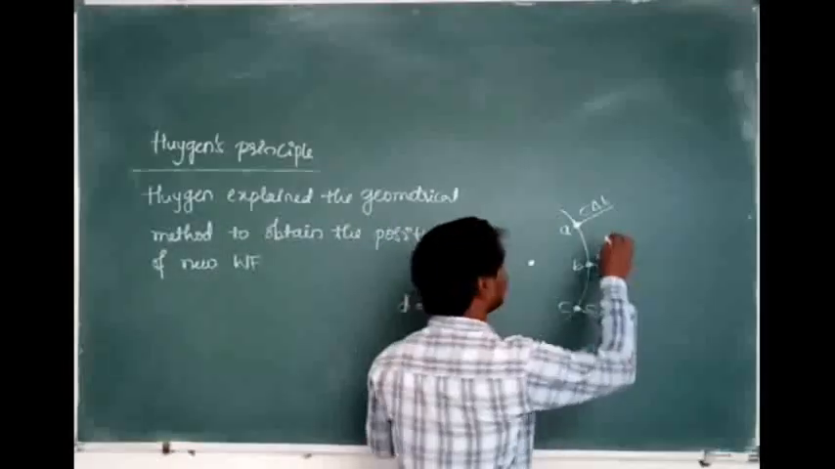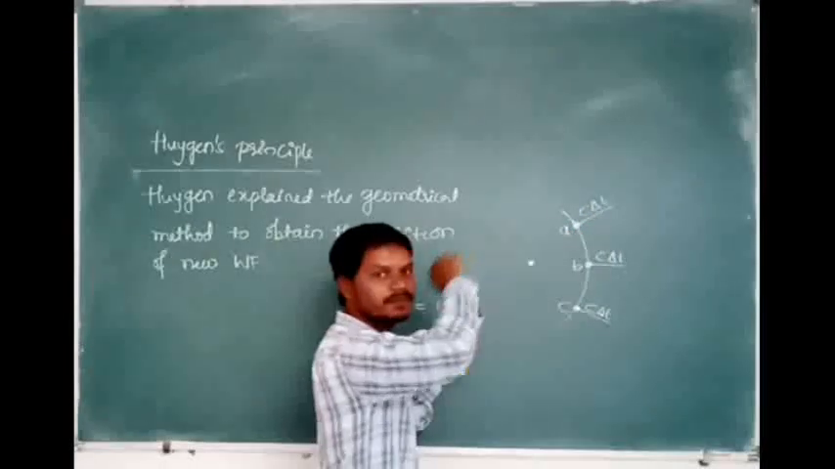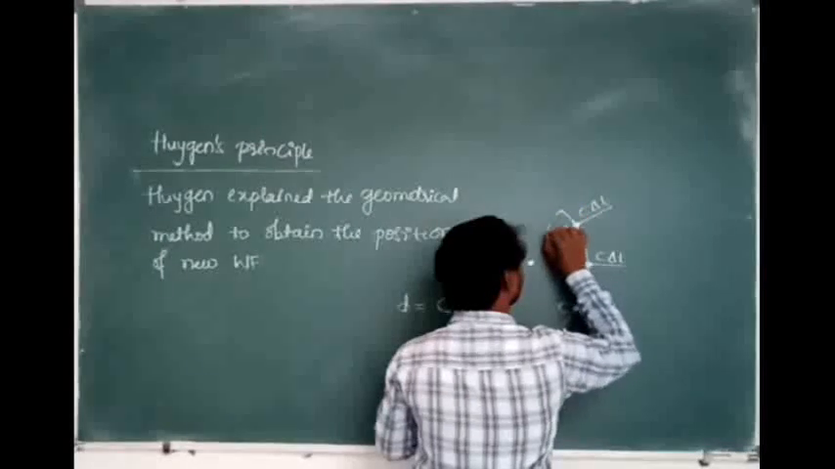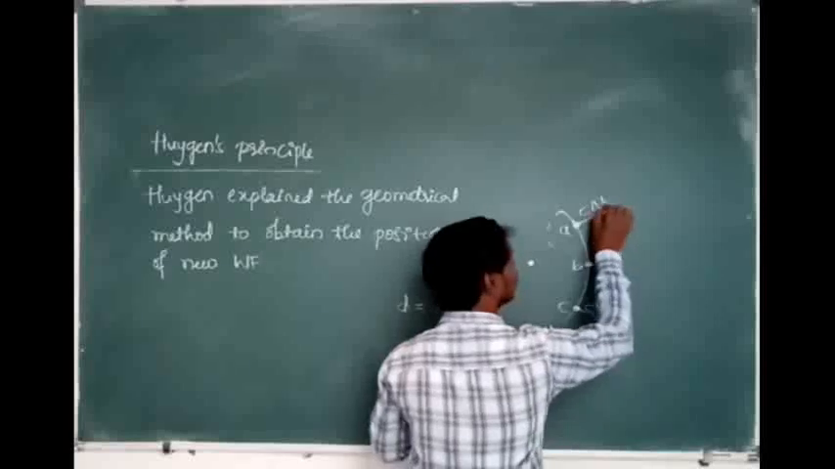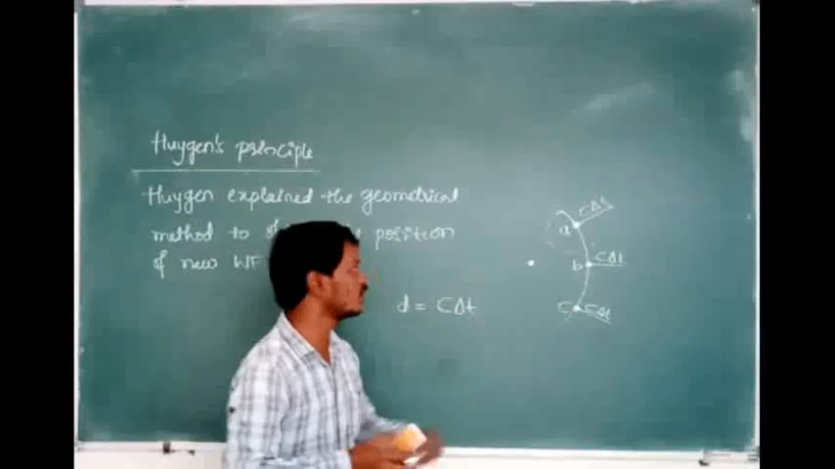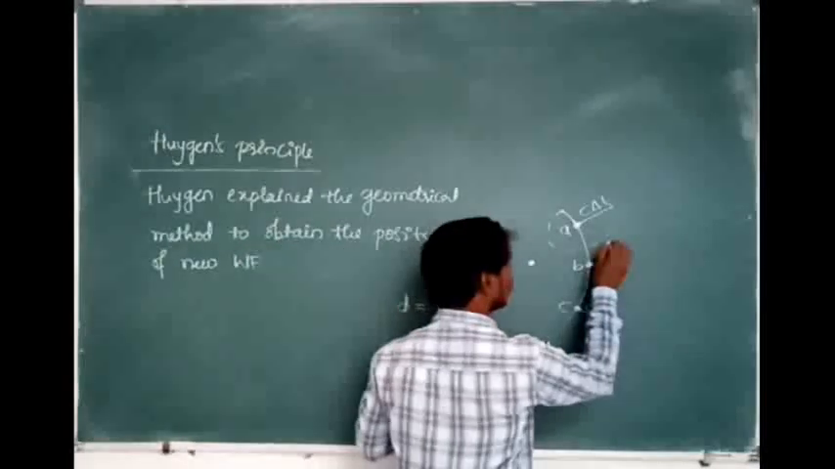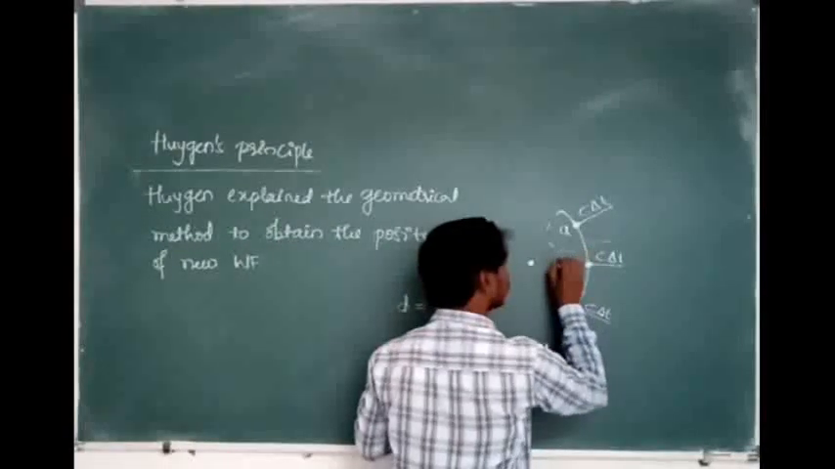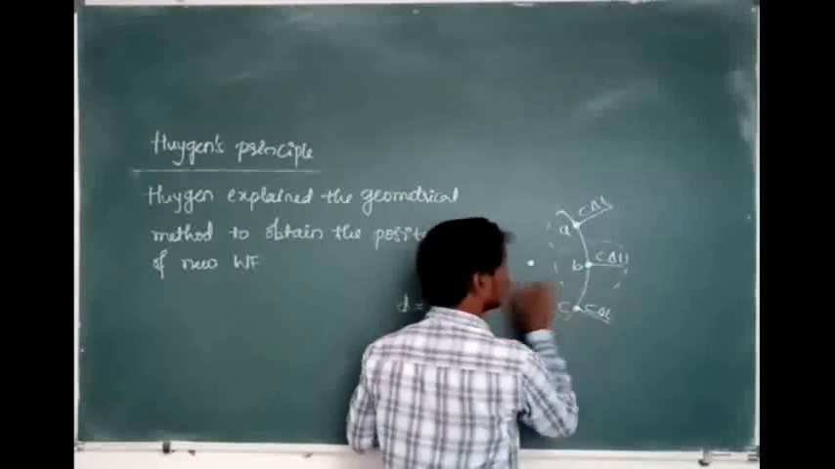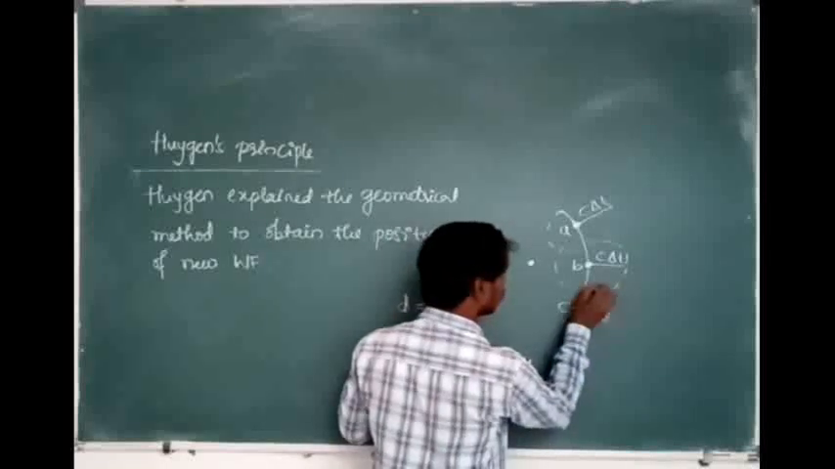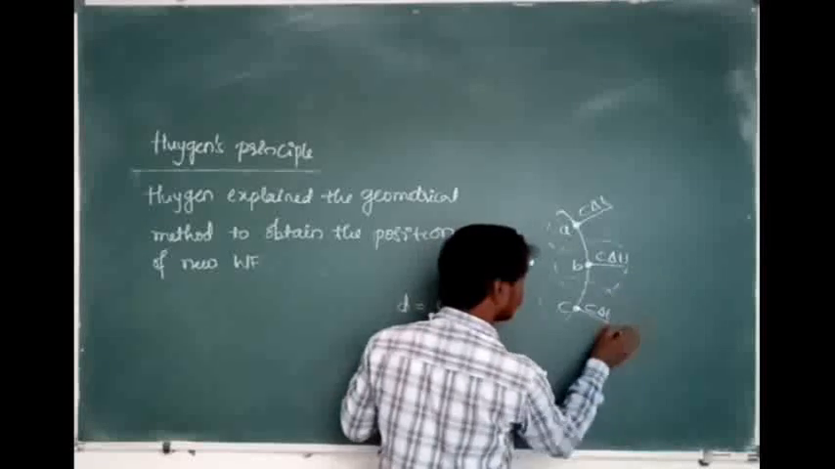So by taking c into delta t as the radius and A as the center, we have to draw the sphere. I will draw the sphere here, with c into delta t as the radius and A as the center. Let us draw the sphere. And the same here: B as the center and c into delta t as the radius. And one more: C as the center and c into delta t as the radius.